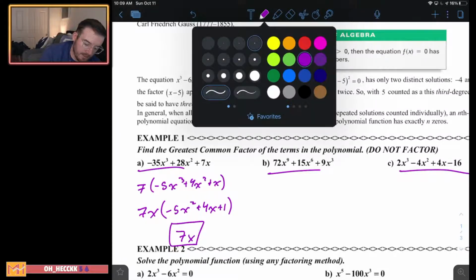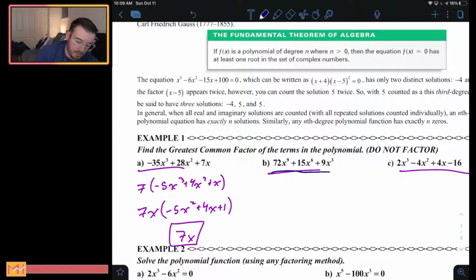All right, let's focus on the numbers again. What is the largest number that divides evenly into 72, 15, and 9? Well, I like to look at the smallest number and ask, what is it divisible by? It's divisible by 1, 3, and 9. Because it really comes down to the smallest number, not the biggest one, right? 72 is divisible by a ton of numbers. 9, not so much. It's only divisible by 1, 3, and 9. So all of these terms, are they divisible by 9? 72 is, but not 15.